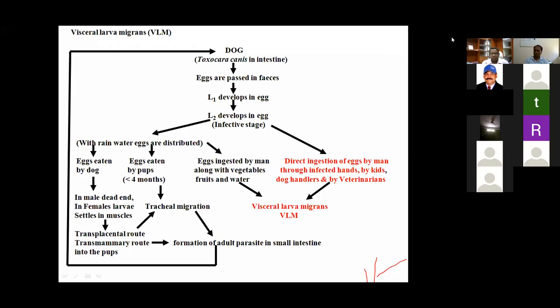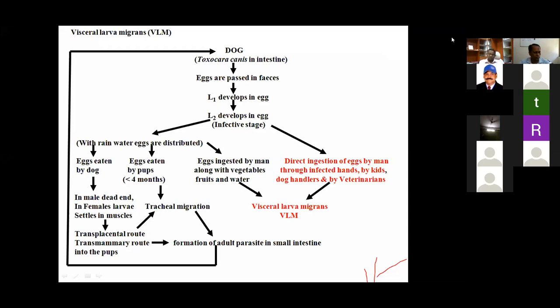And from the lungs, we cough it up, it goes into the intestine of the dog, and formation of the adult parasite happens there. However, in adult animals, the males are a dead end, but the females, when they get pregnant, the larvae which are sitting in the muscles, due to hormonal impact, move through the transplacental route to the liver of the fetus. From there, it will go for a tracheal migration. Once it is born, it will go through tracheal migration and formation of the adult will happen.